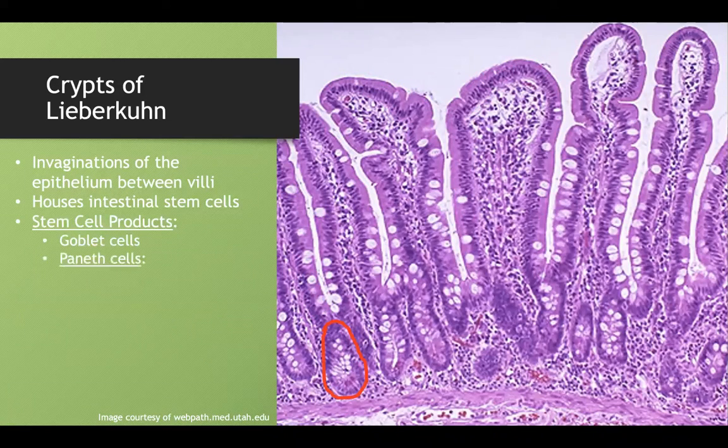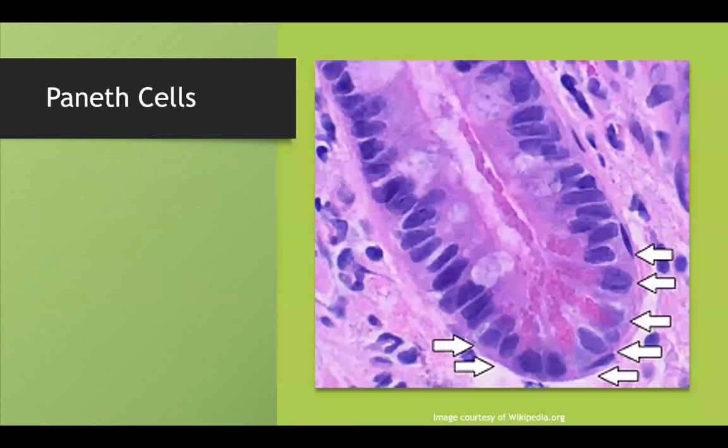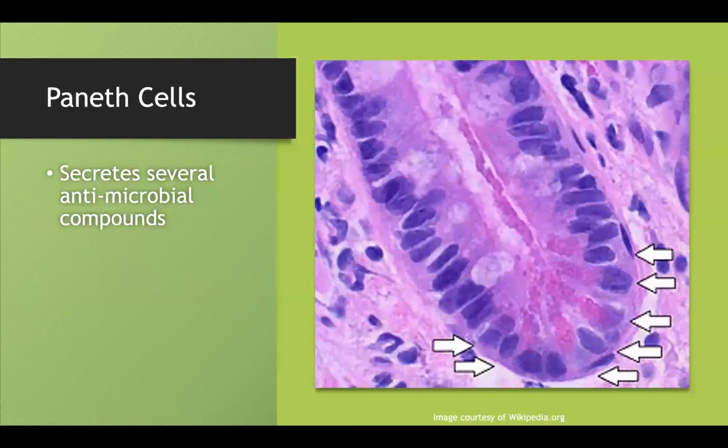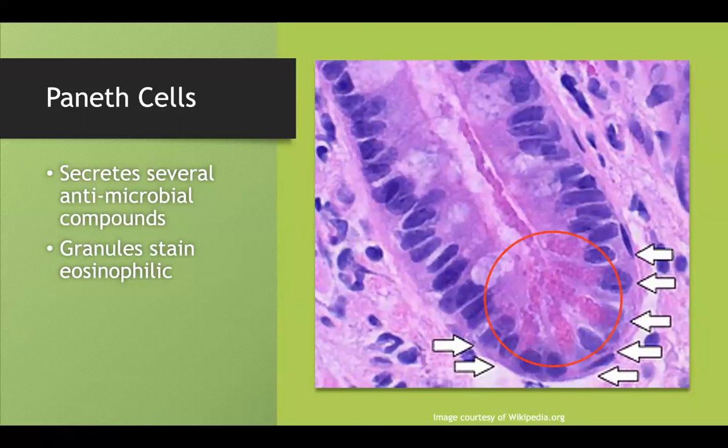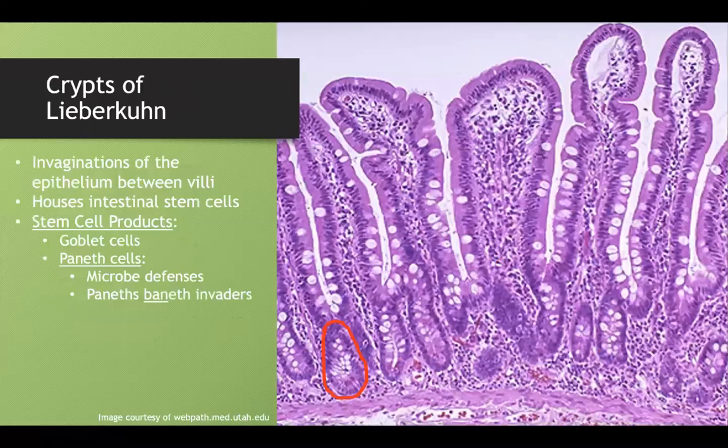They can produce something called Paneth cells, and Paneth cells are important for microbial defenses, because you can imagine when you're eating food, there's still a lot of microbes that can make it to your small intestine. And so my mnemonic for remembering that Paneth cells are important in defense, I remember that Paneths banneth invaders. Here's a picture of Paneth cells. They secrete many antimicrobial compounds, and the granules stain eosinophilic. So you can see these eosinophilic granules, these pink granules located right here. And again, the mnemonic, Paneth cells banneth invaders.